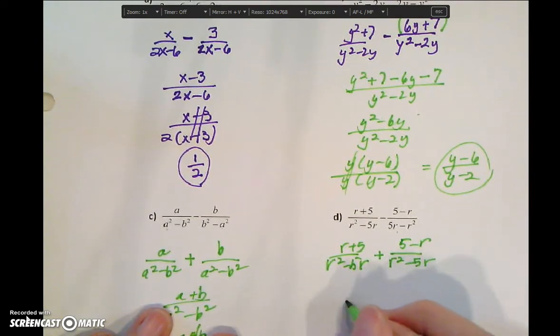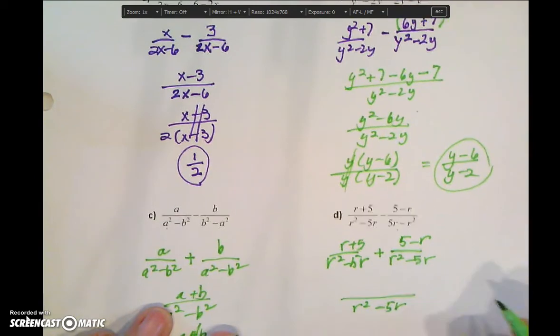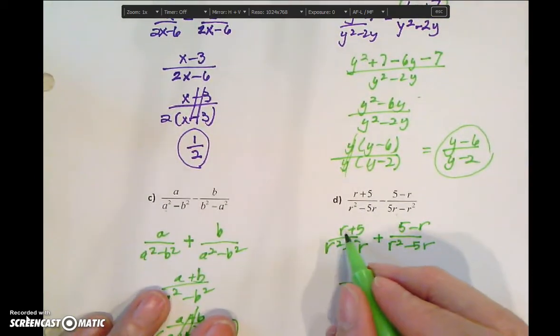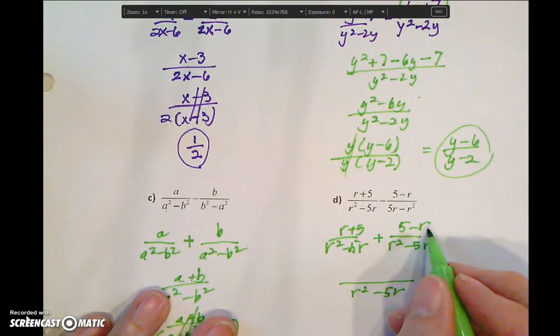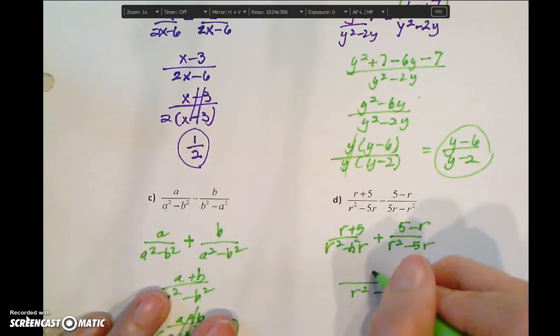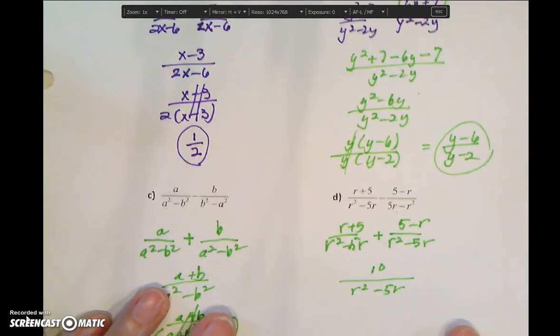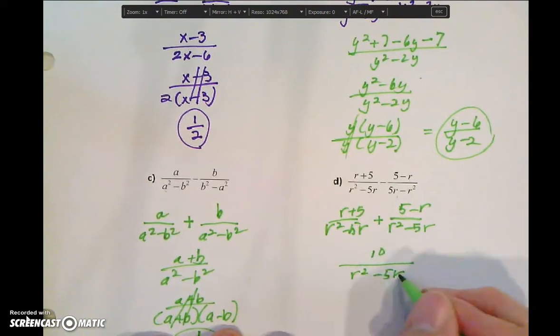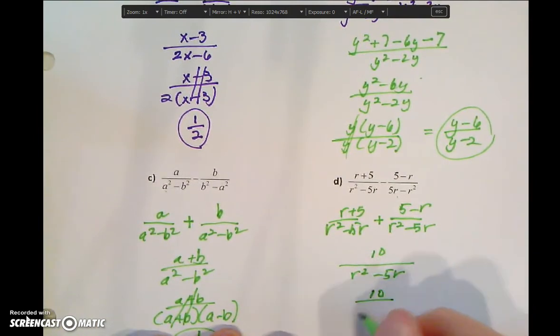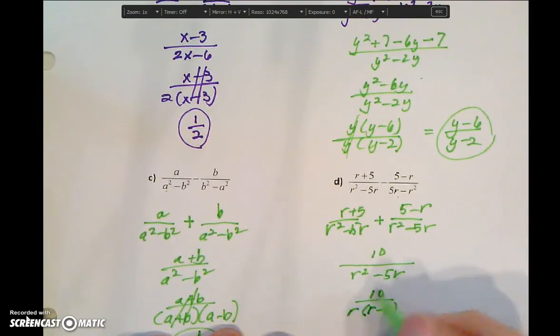So I'm going to add them. So r squared minus 5r, denominator. I have r minus r, so that's 0. And I have 5 plus 5, so that's 10. I can factor that denominator, r times r minus 5, but nothing cancels. So this is my answer.